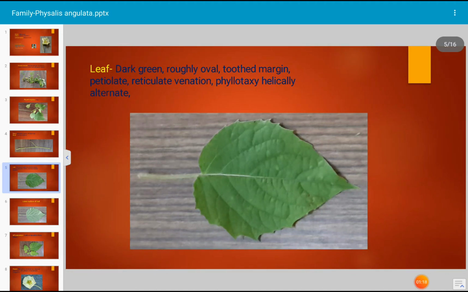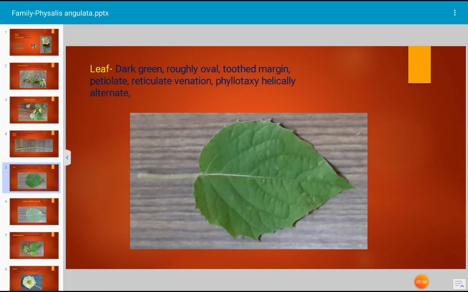Next, this is the leaf of Physalis angulata, family Solanaceae. Leaf is dark green in color, roughly oval. The margin of the leaf is toothed, and it has a stalk-like structure. The stalk of the leaf is known as petiole, hence the leaf is petiolate. And venation: there is a network of venation present in the leaf lamina, that is, reticulate venation.